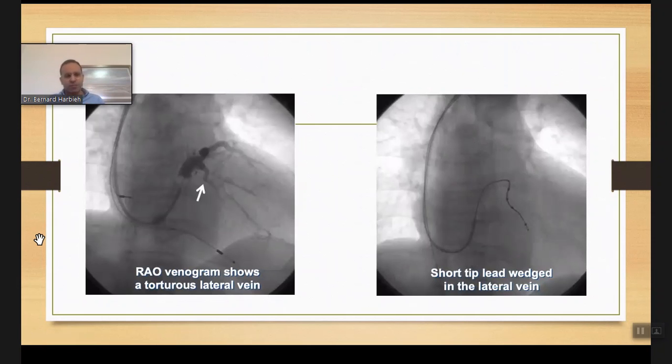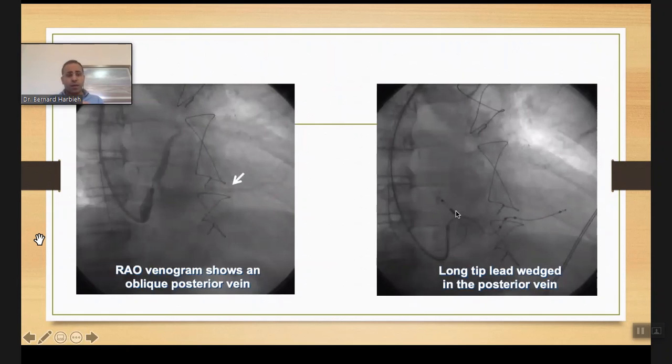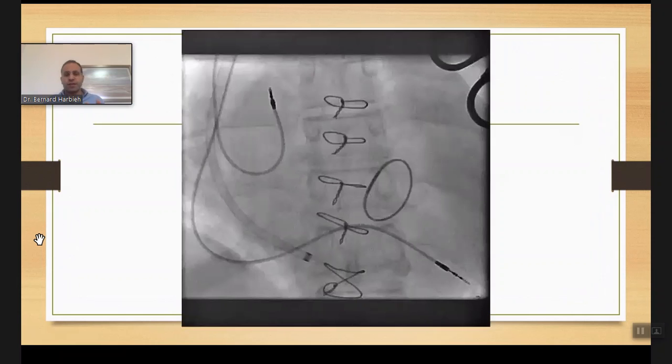So this is an example of a venogram that shows a tortuous lateral vein. By using an inner catheter, you will be able to advance a short tip lead, and it's wedged inside the lateral vein. Okay, this is an example where a long tip lead was wedged in the posterior vein. I'm just showing you this interesting example.